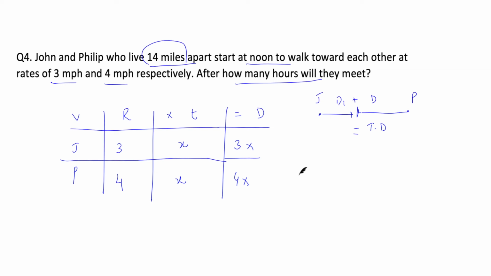So you add them up, what do you get? 3x plus 4x equals total distance, which in this scenario is 14. 7x equals 14, x equals 2. They will meet each other after 2 hours.